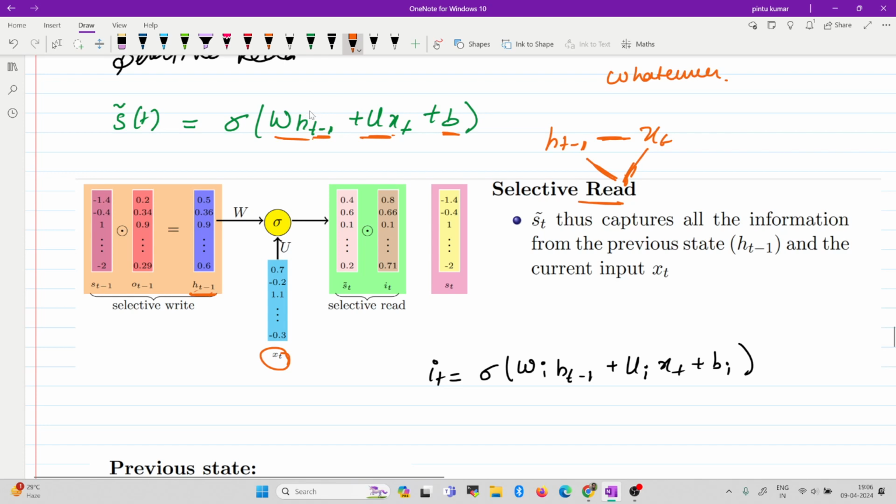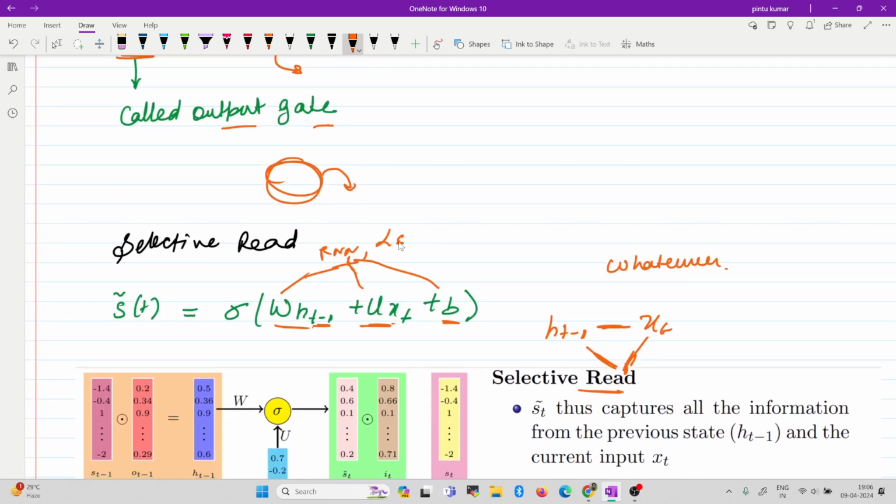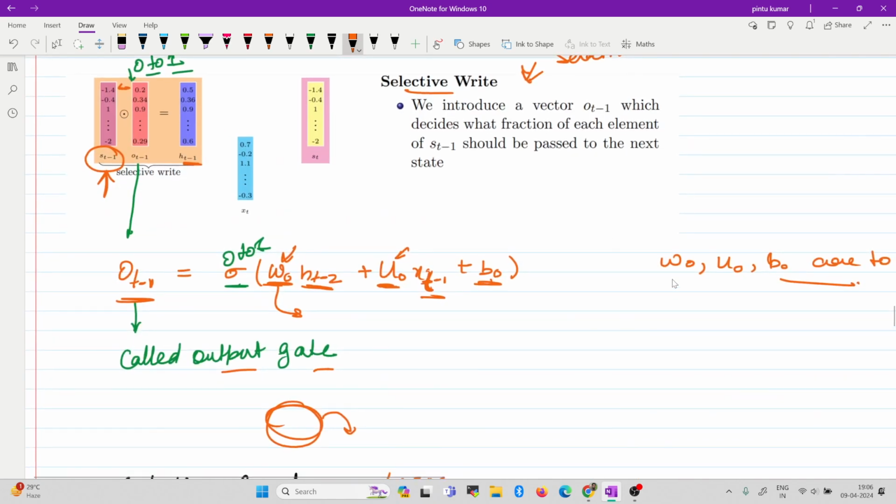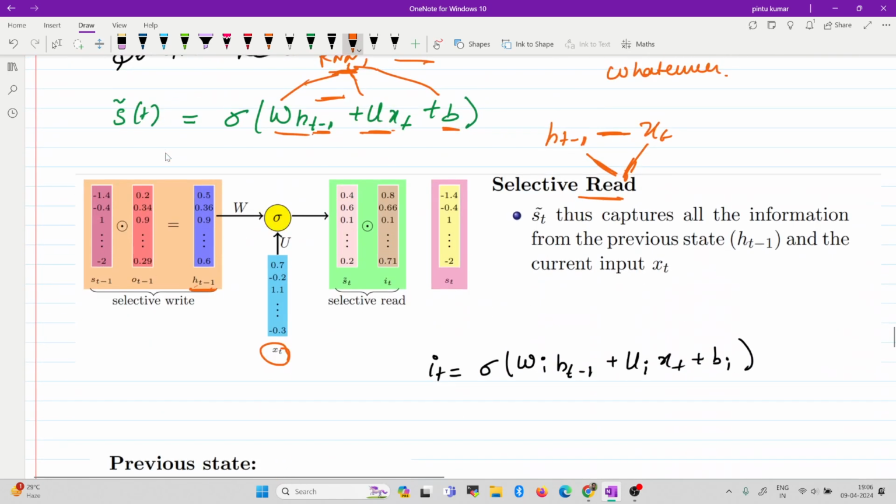Now this W, this U and b are similar to the weights that you had in an RNN, or the normal weights of your LSTM. So these are not special weights that you need to learn right now. These are your regular weights for an RNN or LSTM. Here you had to learn special weights for o of t minus 1. That was your gate.